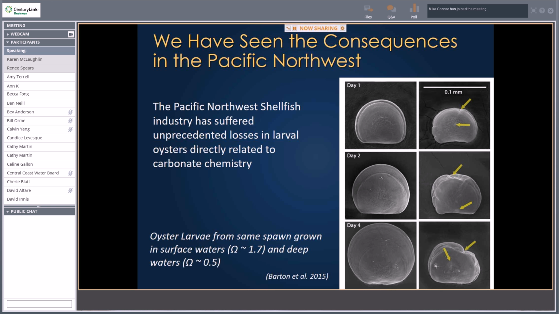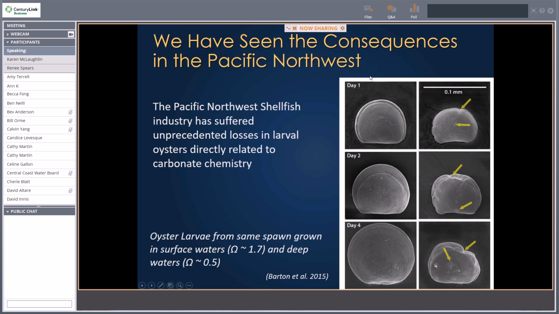But more importantly than just observing changes in ocean chemistry, we're also seeing clear impacts on biology. Particularly in the Pacific Northwest, where I showed you those waters on the previous slide are hitting the surface, we're actually seeing some major impacts on the shellfish industry up there. They have suffered incredible losses related to impacts on larval oysters that are directly traced to aragonite saturation state and acidification conditions. The images I'm showing you here are from a paper by Alan Barton et al., where they were investigating the impacts to their oyster spawn in a hatchery.